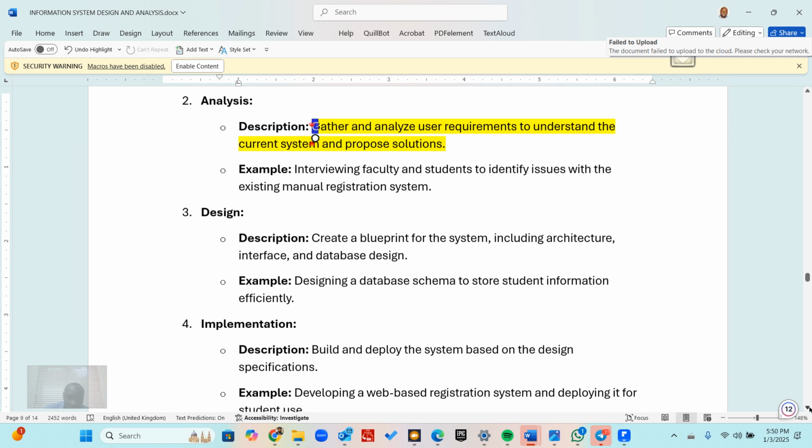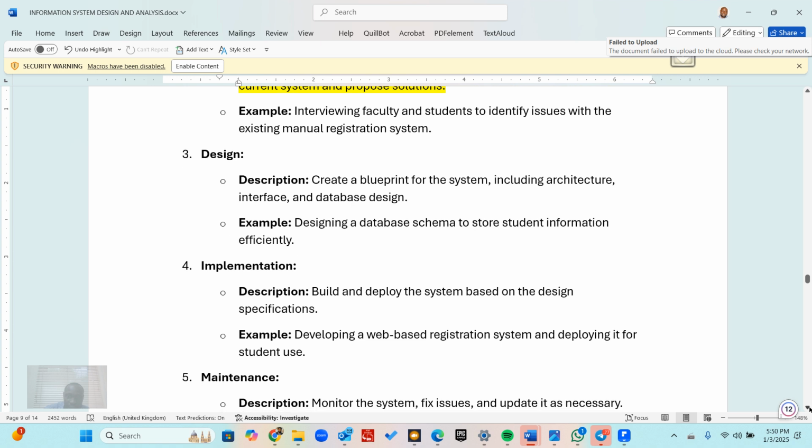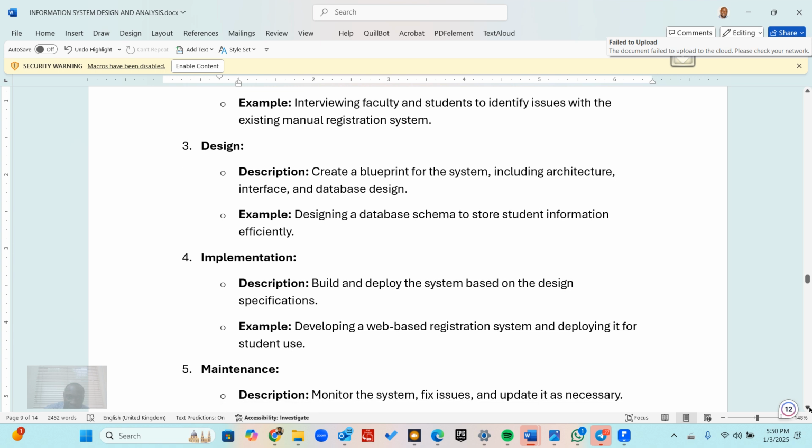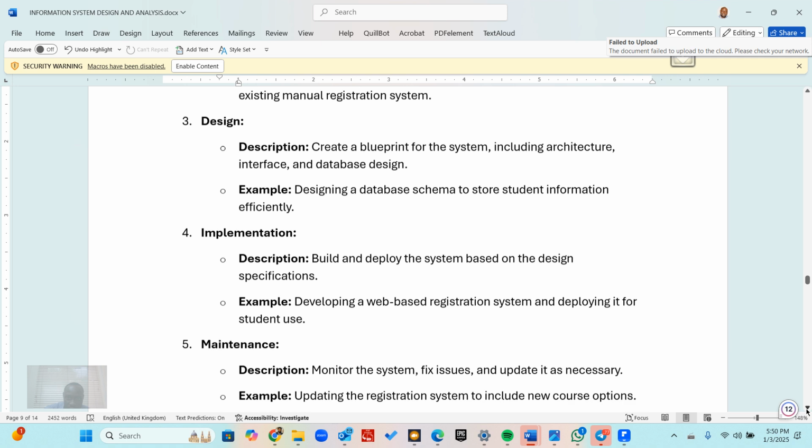So you implement what the design is saying and what the blueprint is saying. Follow the blueprint, the architecture, the interface, and the database design to develop and build the system based on the design specification. Developing a web-based registration system, for example, and developing it for student use.